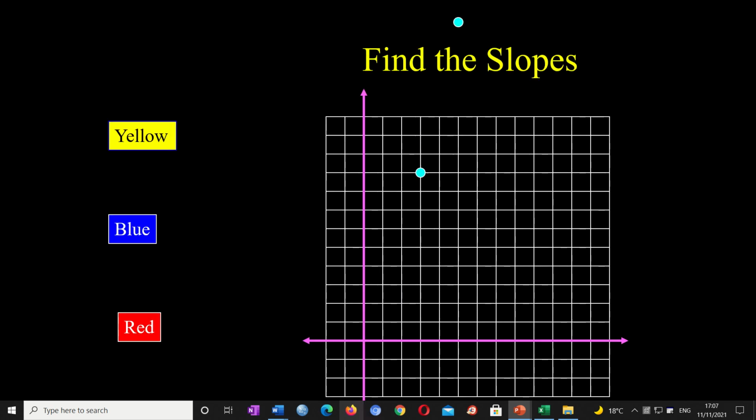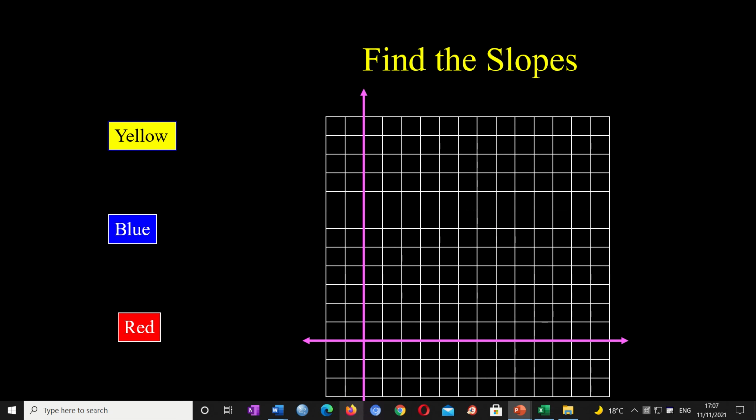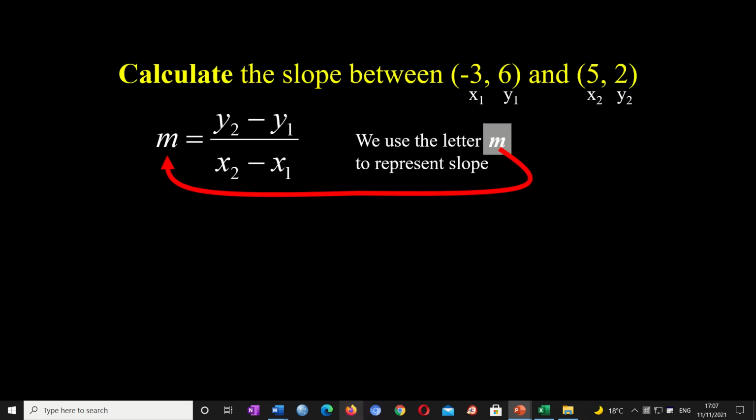Okay. Yes, let us find slopes. We have 3 lines. Okay? Here are 3 lines. So it's your turn now. Find slopes. What is the formula? Let me show you again. This is the formula. So please write this formula in your notebook. Now it's your turn. Okay? Don't forget that you are going to give numbers to x1, y1, x2, and y2.